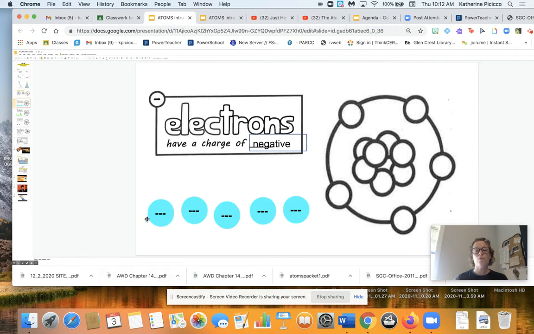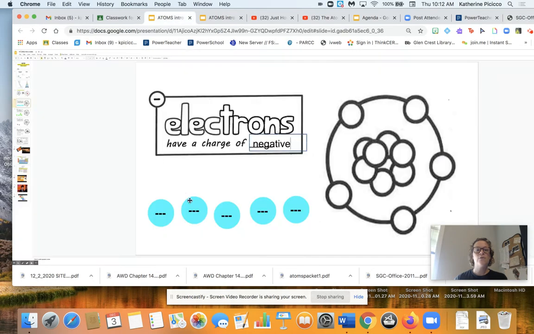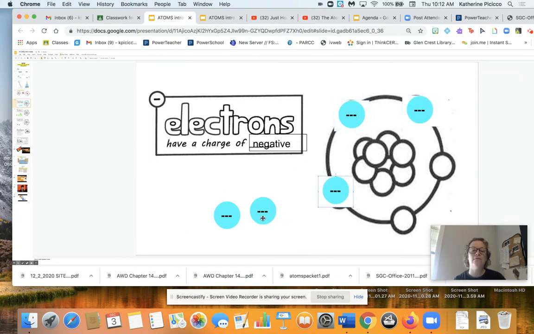So a lot of times when we draw them, we put this negative, like minus sign inside of them. So again, if you are on paper, you're going to color in these negative electrons, okay, on the outside. If you're with me, you're going to color these by just moving them to where they go in the circle. Okay, so electrons are negative and they are on the outside of the atom. So go ahead and do that with me. And if you need to, you can pause the video.